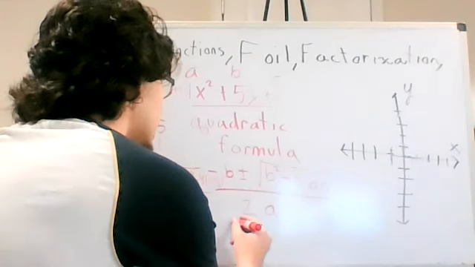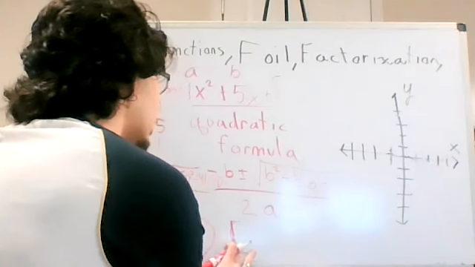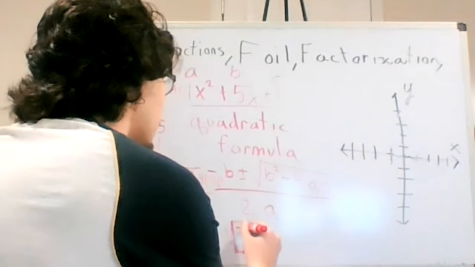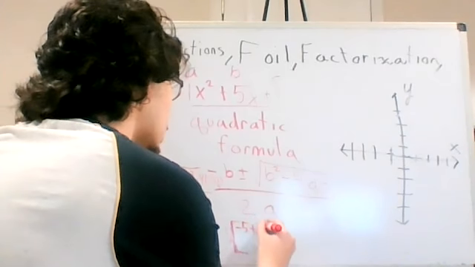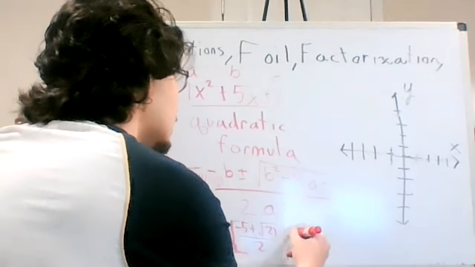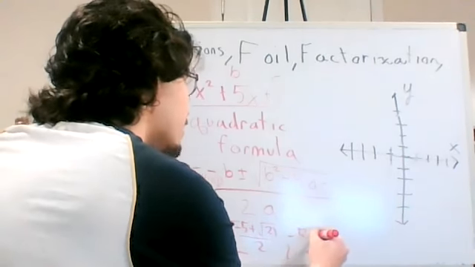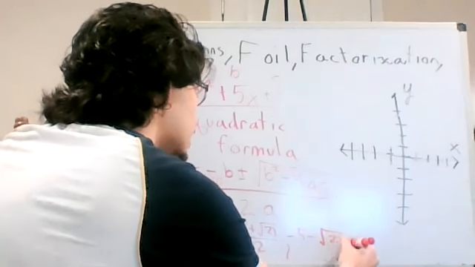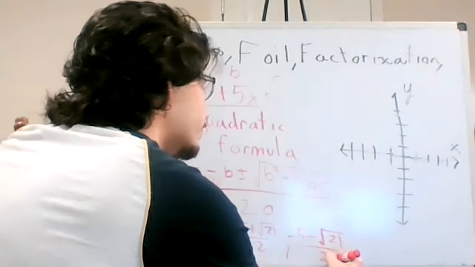So if we put those zeros into a little bracket, we would say minus 5 plus the square root of 21 all over 2, and negative 5 minus the square root of 21 over 2.